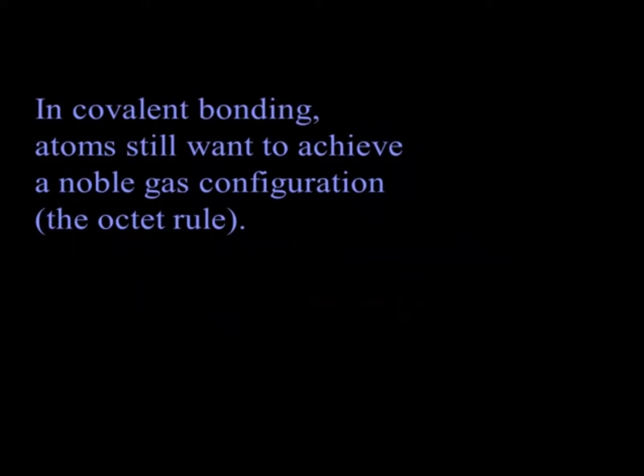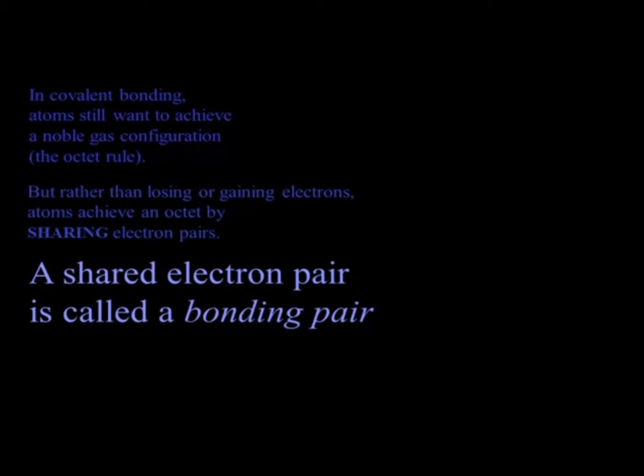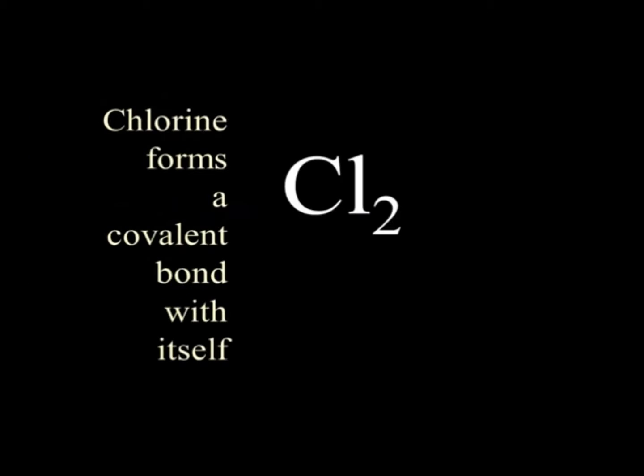So what are covalent bonds? In covalent bonding, atoms want to achieve a noble gas configuration, meaning the octet rule. Rather than losing or gaining an electron, they achieve the octet rule by sharing electron pairs. A shared electron pair is called a bonding pair.